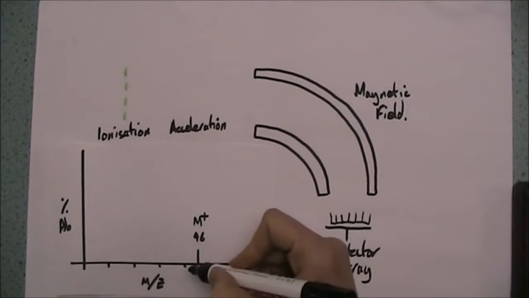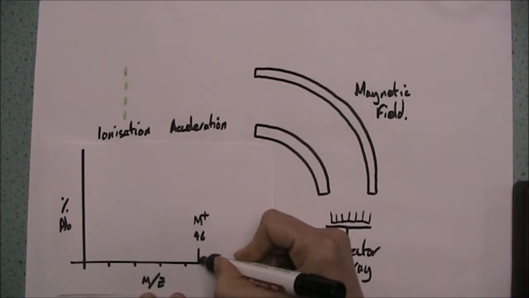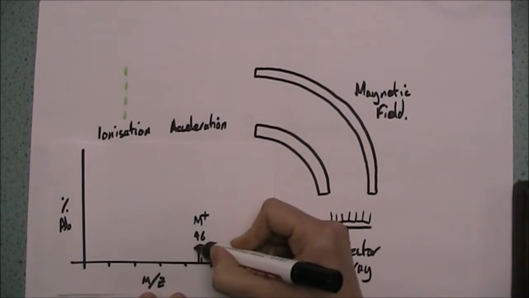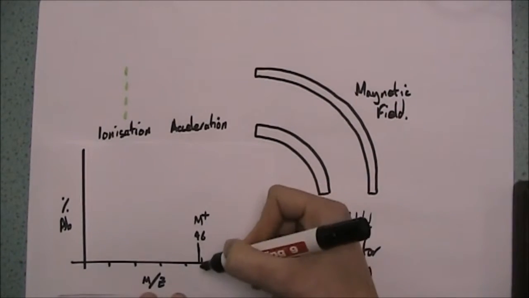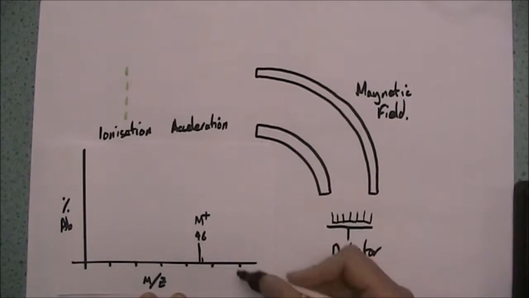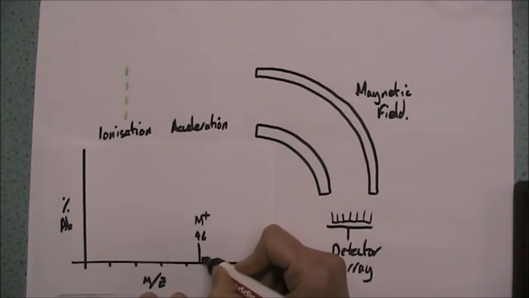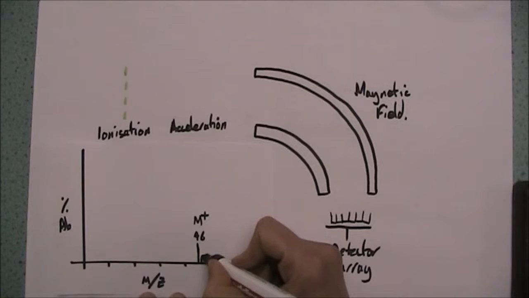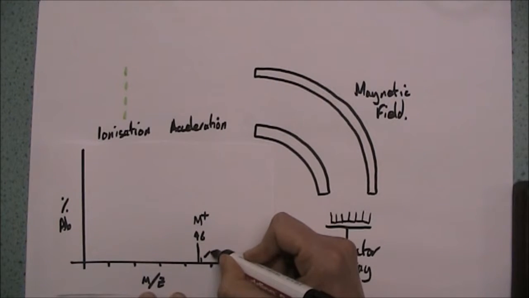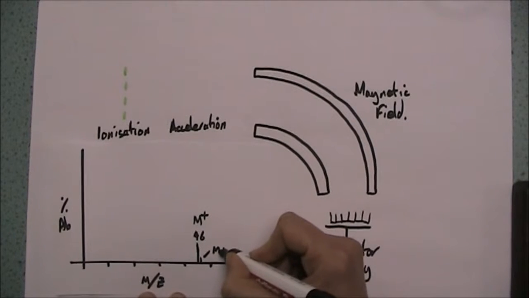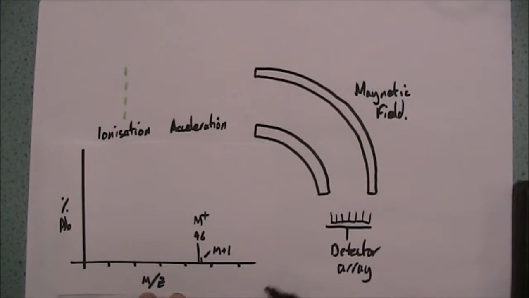Now we'll also get a tiny little peak here. It'll be smaller than that, but just for the camera. We'll end up with the peak caused by the carbon-13, which we call an M+1 peak. That's caused by carbon-13. So that molecule will give us that readout.